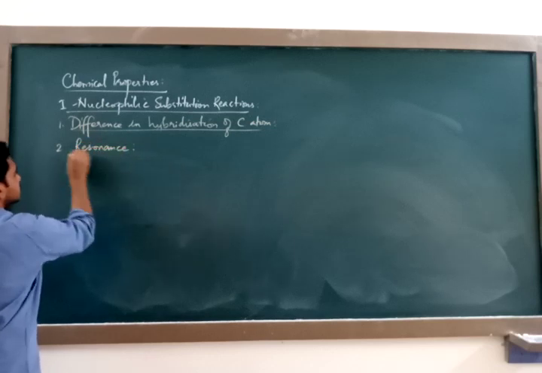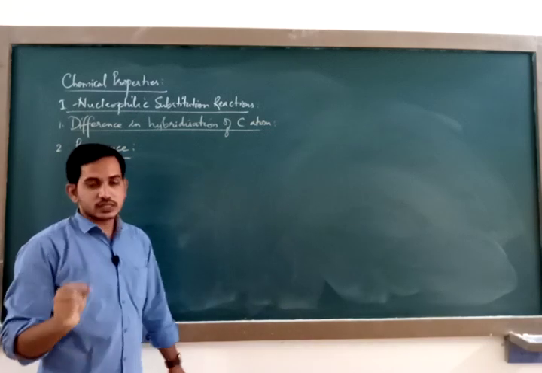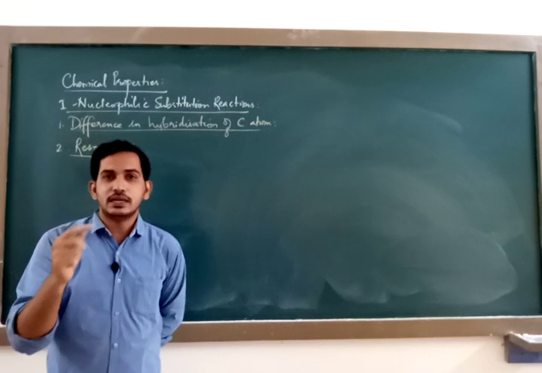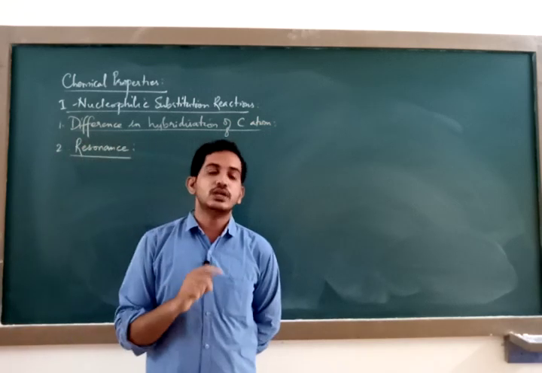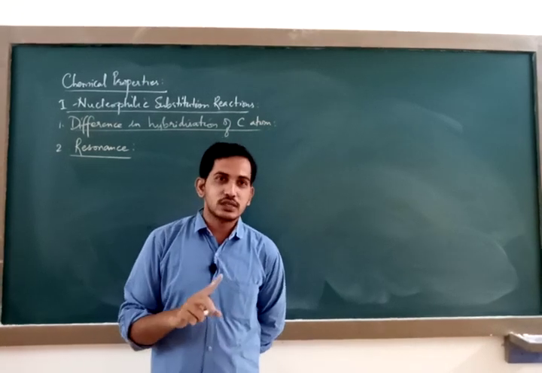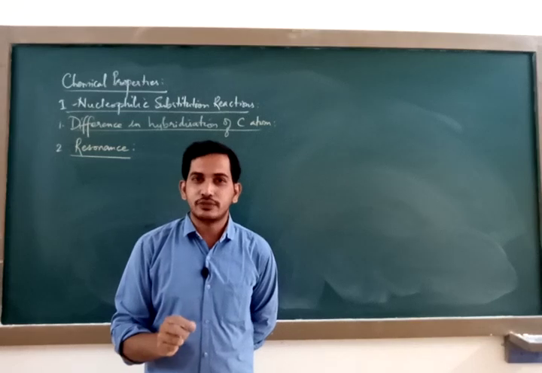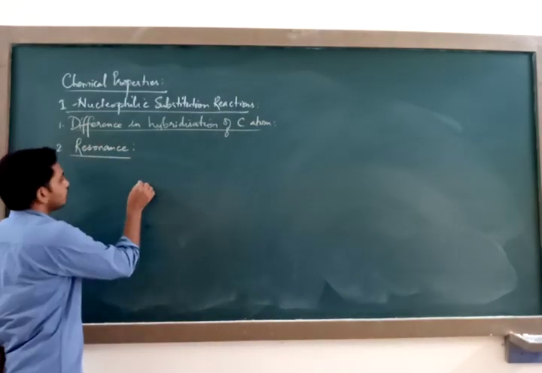Can you write resonance structures for haloalkanes? No. To write resonance structures, you need alternate multiple bonds, single, double, single, triple. You need such bonds compulsorily for writing resonance structures. Such resonance structures cannot be written for haloalkanes. Can they be done for haloarenes? We shall see. Consider the example of chlorobenzene.